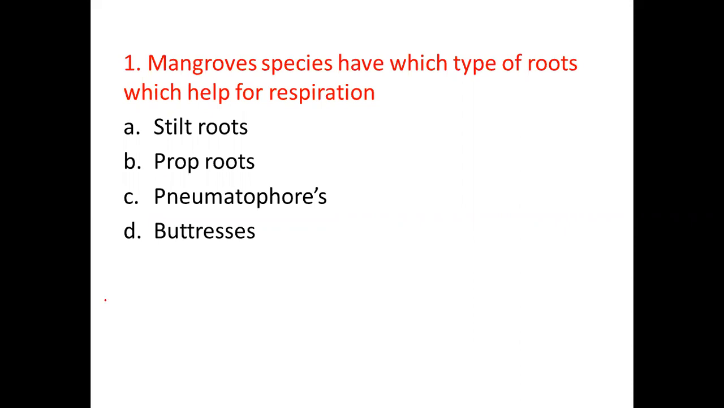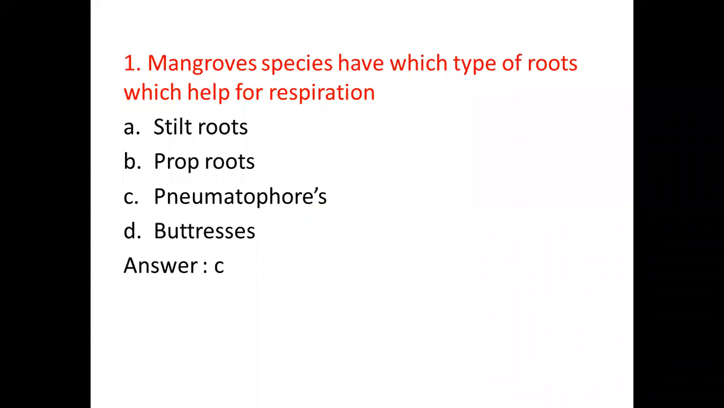The question is: mangrove species have which type of roots which help for respiration? Most of you are aware that mangrove species have pneumatophores, which help for respiration. Stilt roots come from the main branches, and we get prop roots, as I mentioned in Ficus bengalensis. Buttress roots are a swelling in the bottom portion of the trunk. So the answer for this question is pneumatophores.